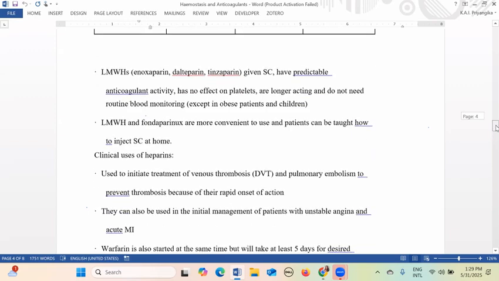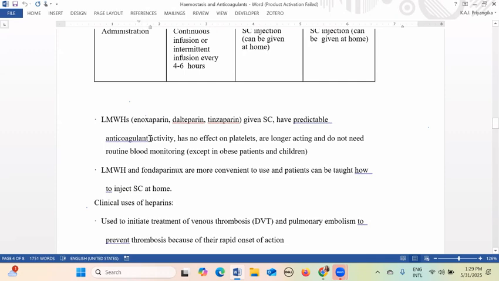So low molecular weight heparins, we have different types: enoxaparin, dalteparin, tinzaparin. Given subcutaneously, they have predictable anticoagulant activity and no effect on platelets, are longer acting, and do not need routine blood monitoring except in obese patients and children. Low molecular weight heparin and fondaparinux are more convenient to use and the patient can be taught how to inject at home.